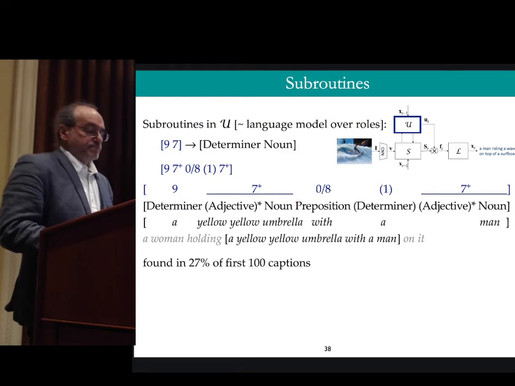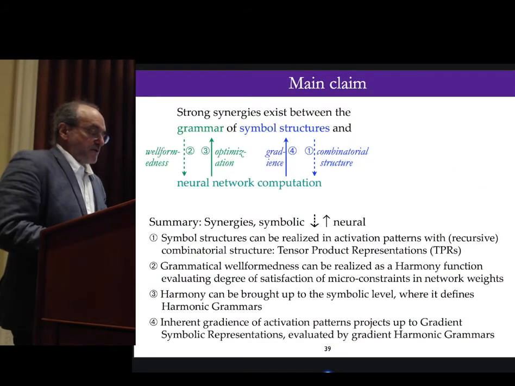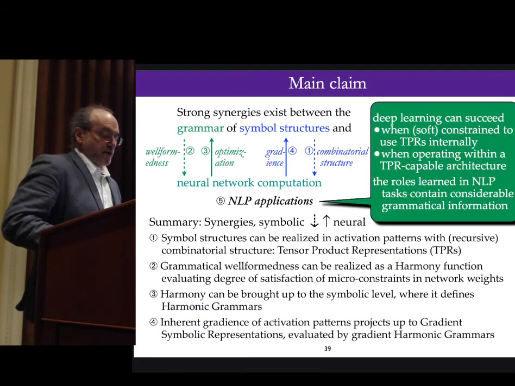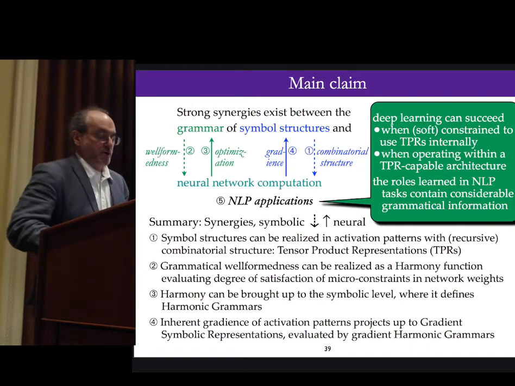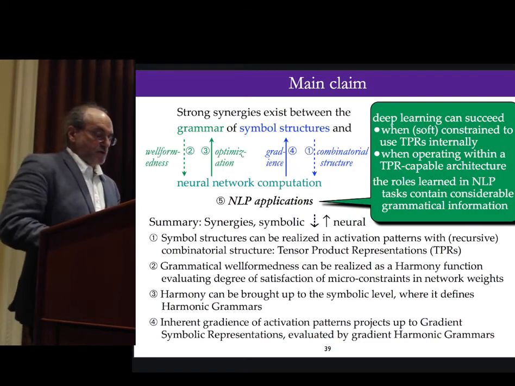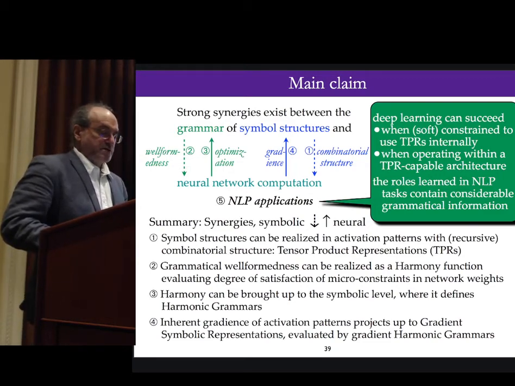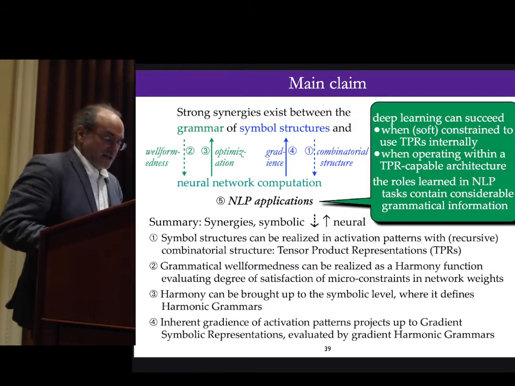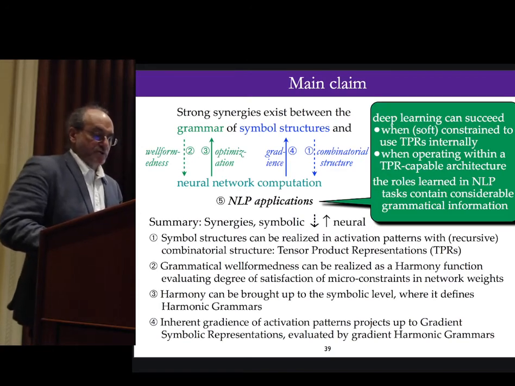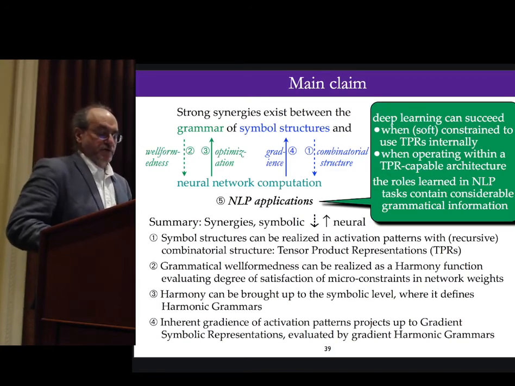So, let me summarize part 5. In 2 example NLP applications, deep learning can succeed when constrained to use TPRs internally, or when operating within a TPR-capable architecture. The roles resulting from deep learning in these NLP tasks contain considerable grammatical information. Maybe someday the results of learning of these kinds of models can feed back and inform linguistic theory.